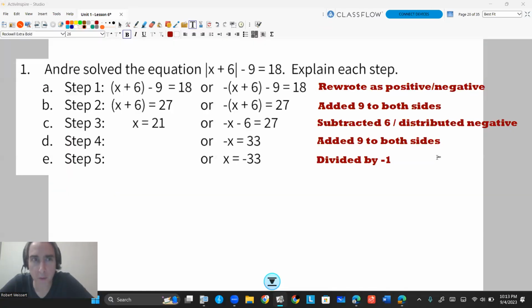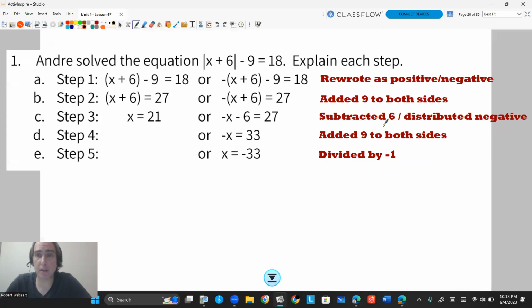All right, here are my steps for question number 1 and activity 2. For step A, I just said rewrote as positive and negative, depending on which equation you're writing. Step B, I said added 9 to both sides. Step C, for the left side, I would say subtracted 6. And then for the right side, I said distribute the negative.